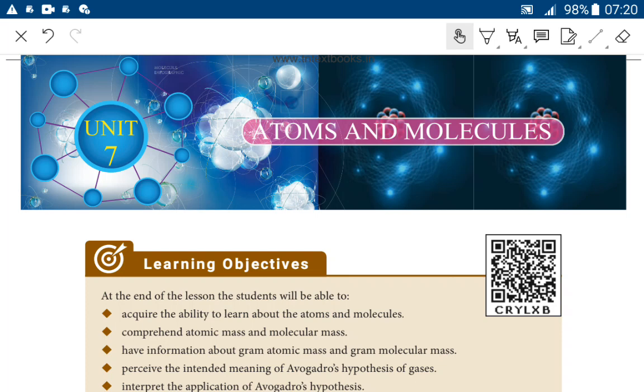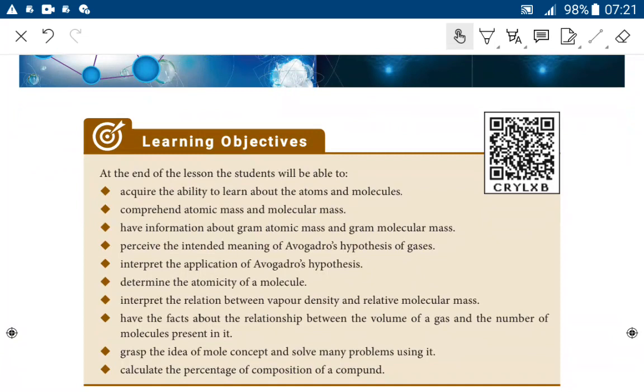Dear students, we are learning about atoms and molecules, and in this topic we already learned about atom and molecule, kinds of atom and types of molecules, and what is atomic mass, molecular mass, gram atomic mass, gram molecular mass. Further, we have to revise Avogadro hypothesis and the applications and the relation between volume of gas and the number of molecules.